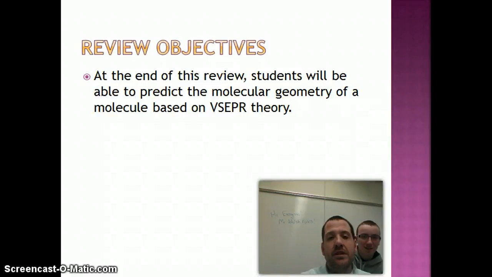Okay, so remember that the whole point of this unit is for you to be able to determine the molecular geometry of just about any molecule using VSEPR theory. VSEPR theory states that things that have similar charges will repel each other. Valence shell electrons will repel because their charges are the same. They're all negative. So that's what VSEPR theory is.